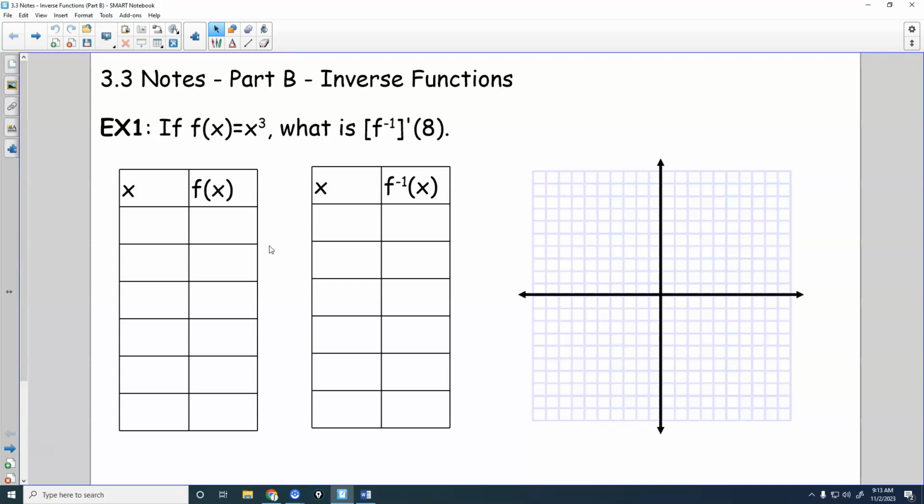All right, so we're going to begin by doing a little bit of practice with what we already were talking about yesterday.